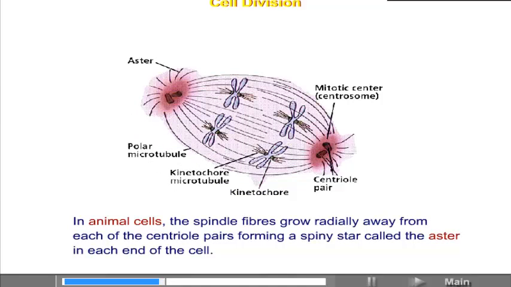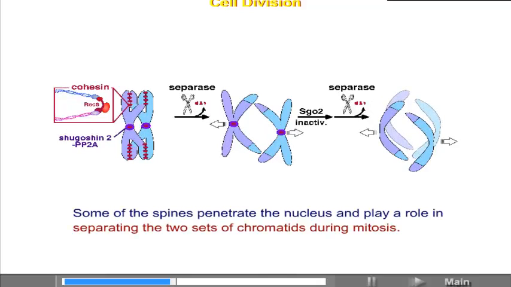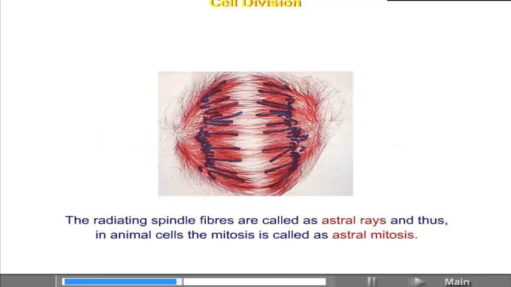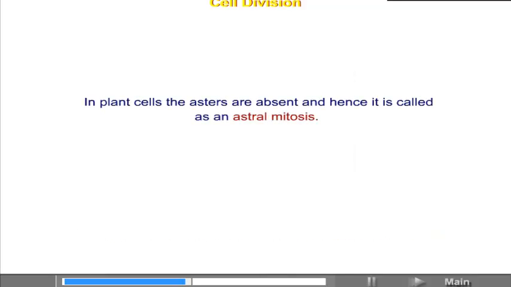In animal cells, the spindle fibers grow radially away from each of the centriole pairs, forming a spiny star called the aster at each end of the cell. Some of the spines penetrate the nucleus and play a role in separating the two sets of chromatids during mitosis. The radiating spindle fibers are called astral rays, and thus in animal cells, the mitosis is called astral mitosis. In plant cells, the asters are absent and hence it is called anastral mitosis.